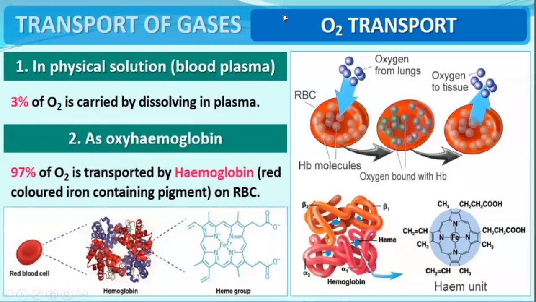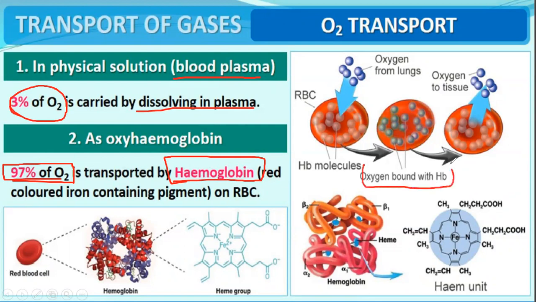In physical solution, that is in blood plasma, 3% of oxygen is carried by dissolving in blood plasma. Out of 100%, only 3% of oxygen is carried by dissolving in blood plasma. The rest 97% of oxygen is transported along with hemoglobin, forming a complex called oxyhemoglobin. Oxygen bonds with hemoglobin to form oxyhemoglobin.